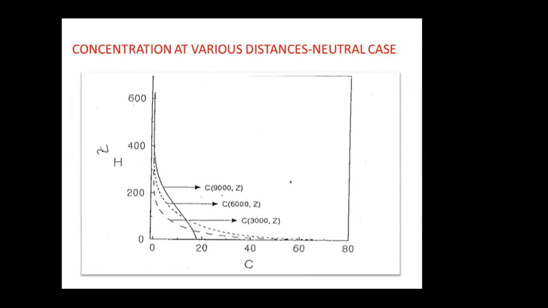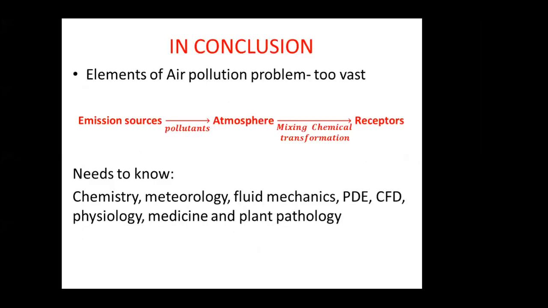So if I sum up all this, in conclusion, if I want to study the complete air pollution problem, it is a very, very vast subject, because when you consider the elements of the air pollution problem, it starts with emission. That is, what are the sources of air pollutants? What are the air pollutants? And for this, you need to know chemistry.